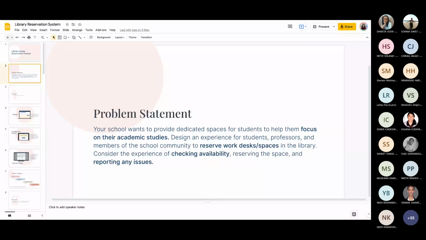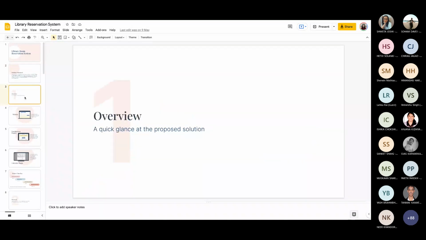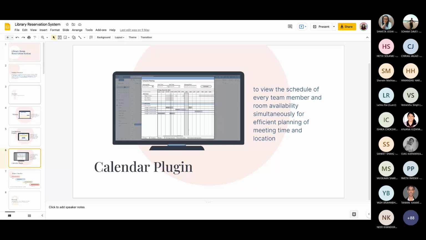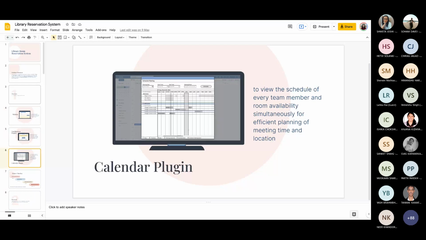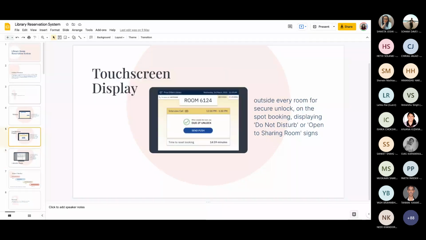So this was the problem statement: designing an experience with dedicated spaces for students to help them focus on their academic studies. I came up with a three-part solution: a website, then a calendar plugin that will fit onto your Outlook or Gmail, and a touchscreen display outside each room for you to book it right on the spot, or realize if someone else has booked the room, for how long, and for what purpose.